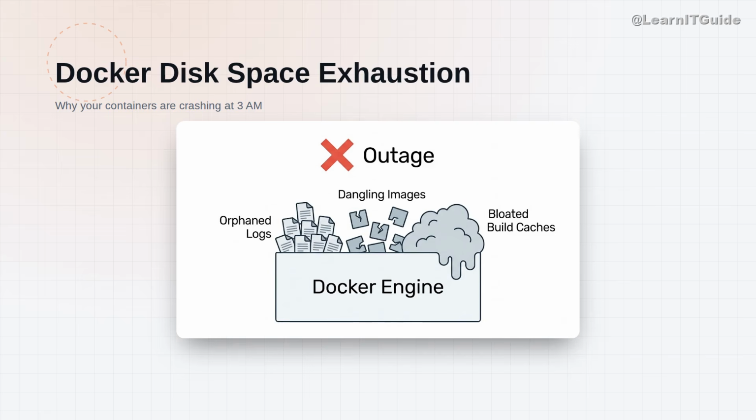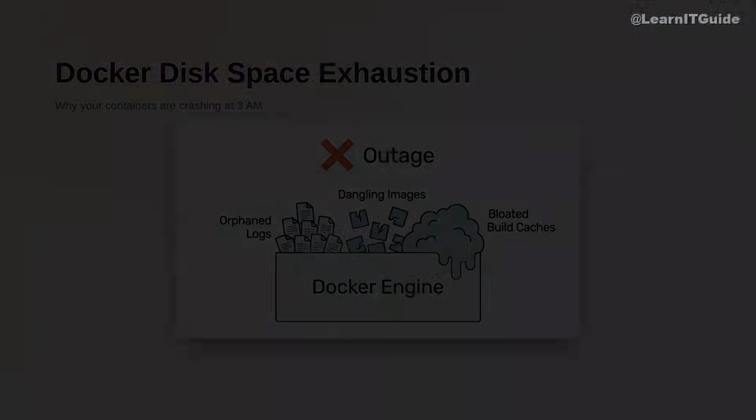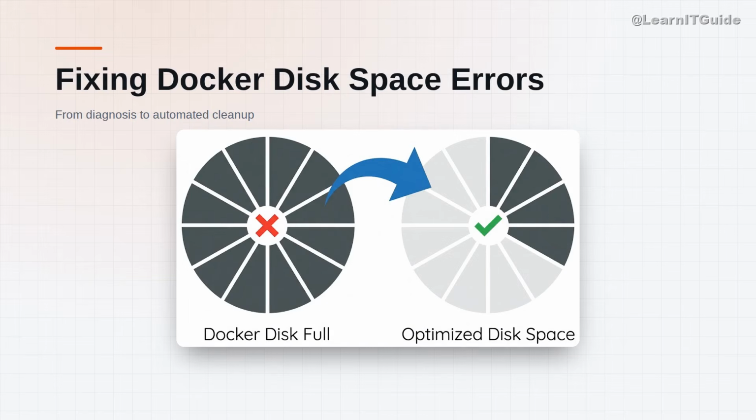Most production teams get this wrong because when your root partition fills up with orphaned logs, dangling images, or bloated build caches, your entire container engine locks up. And if you're running a high traffic service, that is a total outage. Let us get into how you can reclaim that lost space and ensure it never happens again.